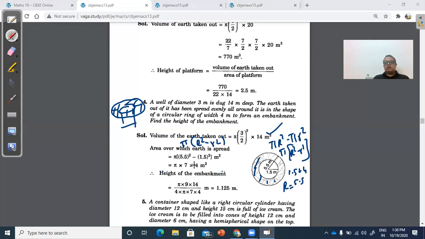So we get pi into 7 into 4. I'm not cancelling pi because we know that height is volume upon area. So when I divide this, the pi is going to get cancelled, right? So we are going to get 9 into 14 and 4 into 7 into 4. I can cancel this 2. This is going to be 7. 7 and 7 gets cancelled. So what are we left with? We are left with 9 upon 8. And when we divide 9 upon 8, we will get 1.125. So that will be the height of the embankment.